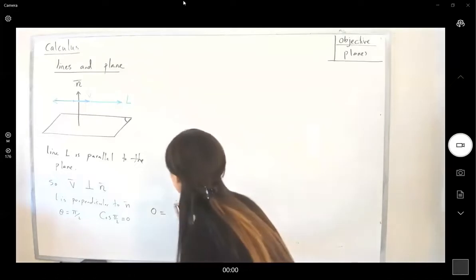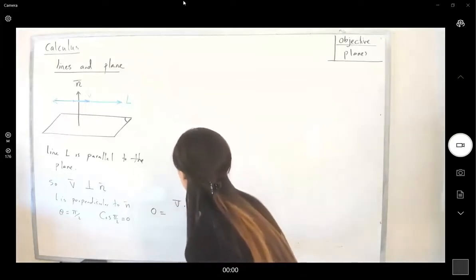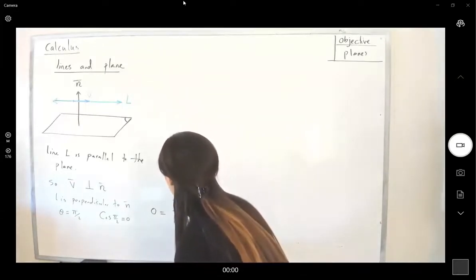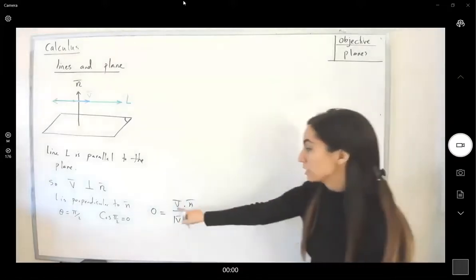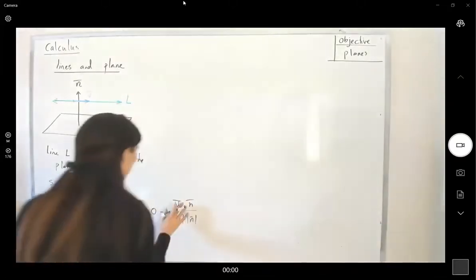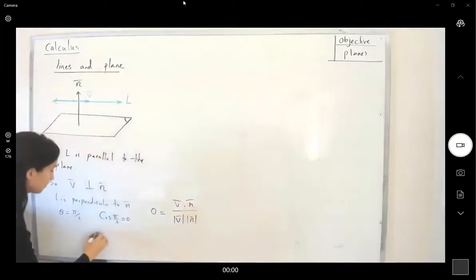0 is equal to V dot N divided by the magnitude of V times the magnitude of N. This is equal to 0. It means that the dot product is equal to 0. So N dot V is equal to 0.